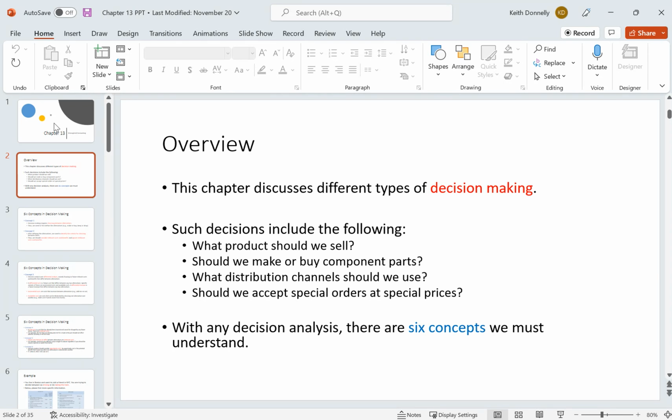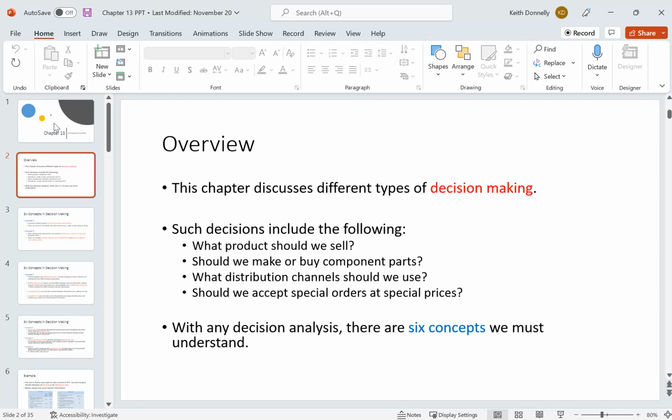Now, what kind of decisions are we going to be looking at? A couple things here. What product should we sell? Should we sell product A, product B, product C? We need to decide. Should we make or buy component parts? In other words, say we're making guitars. Should we make the strings that go with the guitars, or is it better to purchase those strings from an external manufacturer and put them onto our guitars? What makes more sense, a component or a part? Should we make it or should we buy it?